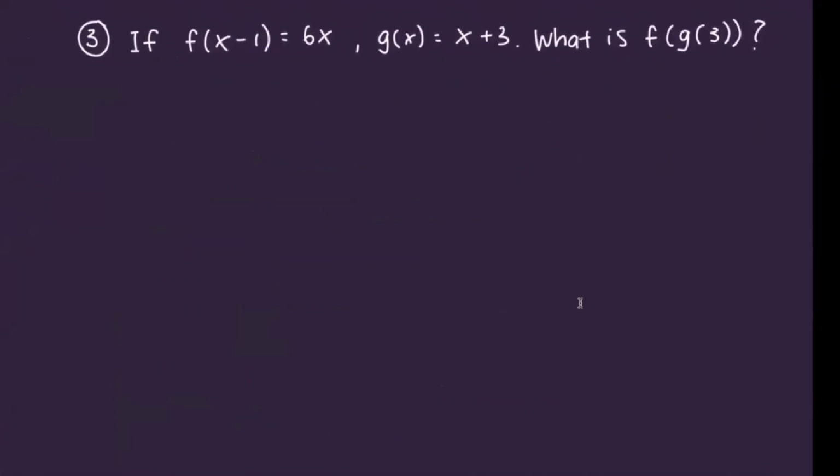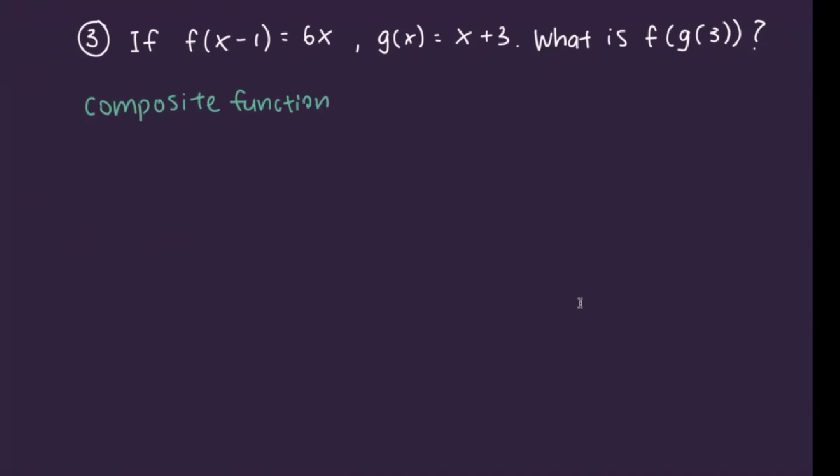Let's take a look at our third problem. If f of x minus 1 equals 6x and g of x equals x plus 3, what is f of g of 3? So this is called a composite function, where you are solving for the function of another function.